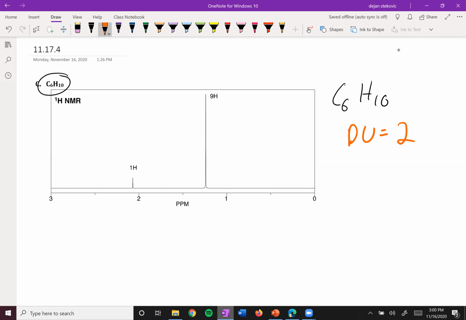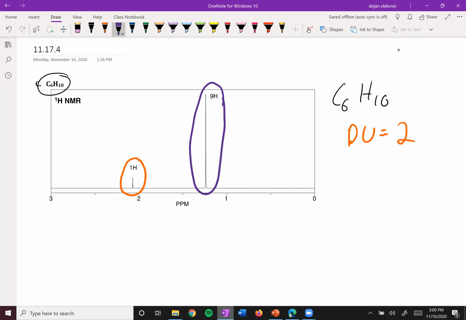We only have carbons and hydrogens, so these degrees of unsaturation must be rings or alkenes, right? Can't have any carbonyls or anything like that because we don't have anything other than carbons and hydrogens. Anyways, let's go ahead and take a look at our NMR. We've got this 1H peak over here, and then we've got a 9H peak over here, right? And so both of these are singlets, so they can't be next to each other.